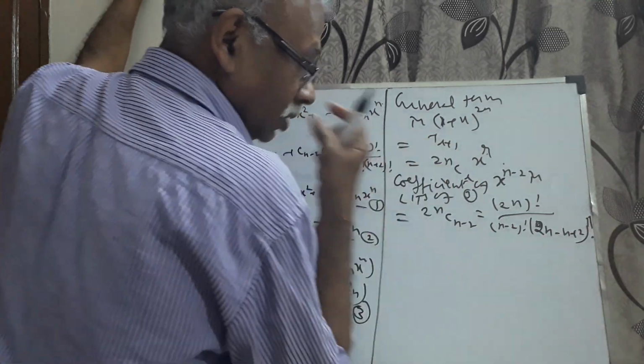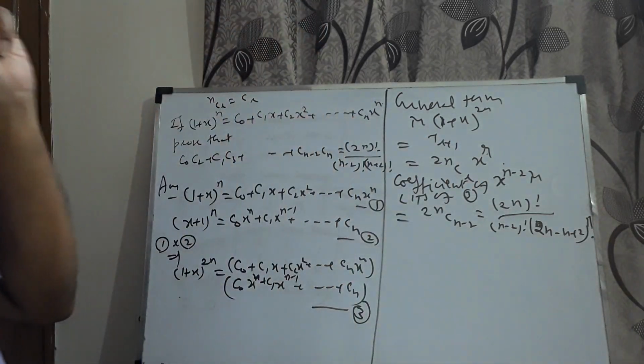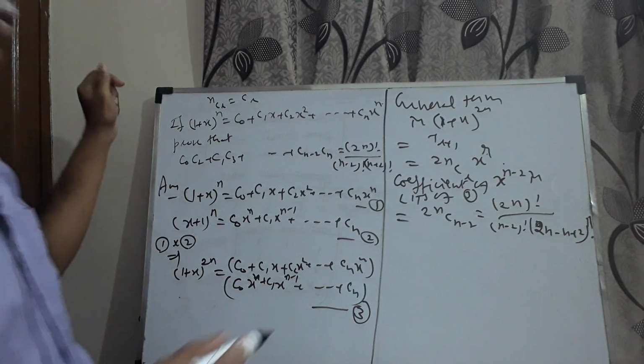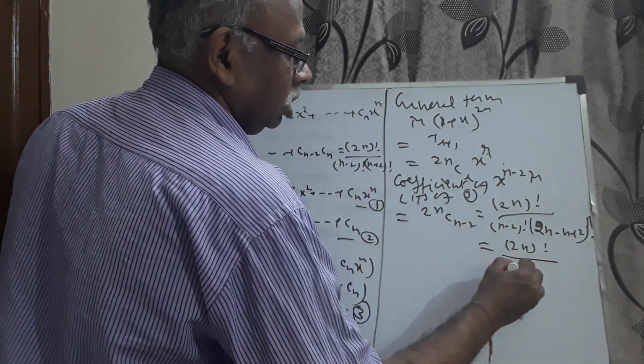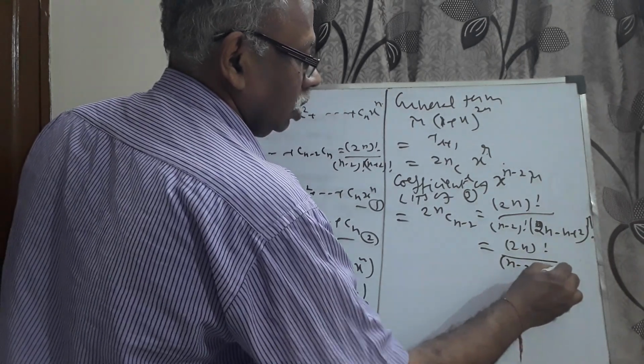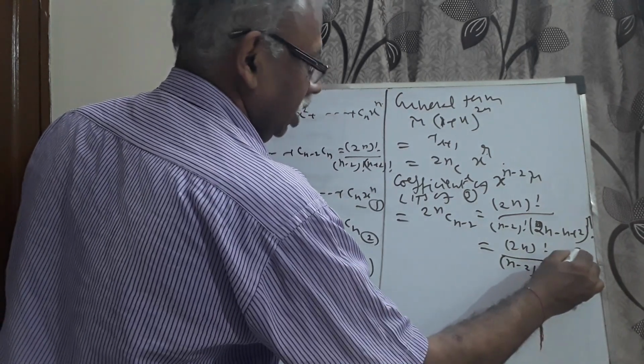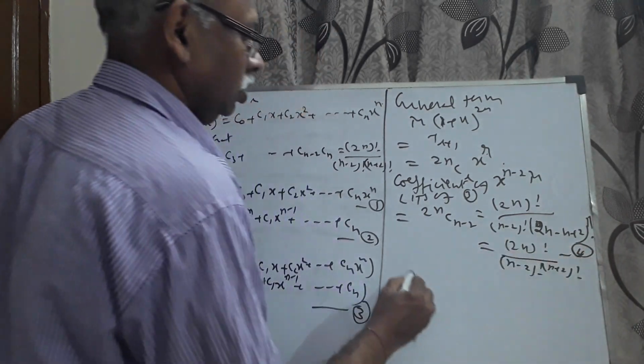This is the application of the nCr formula, n factorial by r factorial into (n-r) factorial, which is equal to 2n factorial divided by (n-2) factorial into (n+2) factorial. Name this, let us say, 4.